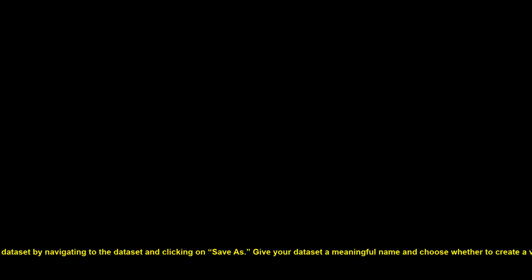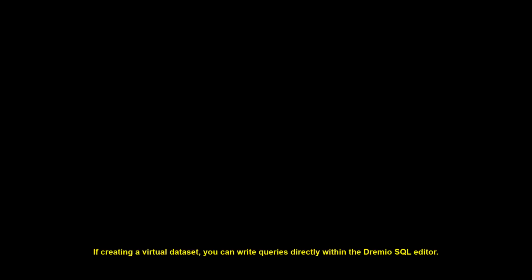You can create a physical dataset by navigating to the dataset and clicking on Save As. Give your dataset a meaningful name and choose whether. If creating a virtual dataset, you can write queries directly within the Dremio SQL editor. Use SQL commands to transform or join data as needed. Run your SQL queries to preview the results.